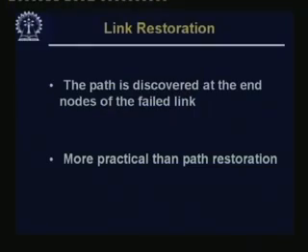The path is discovered at the end nodes of the failed link. But this may be more practical than path restoration, because you have both path restoration and link restoration. Path restoration means the path may be long, and to find an alternative may be more difficult, whereas links are between adjacent nodes. So, they may quickly find an alternative.